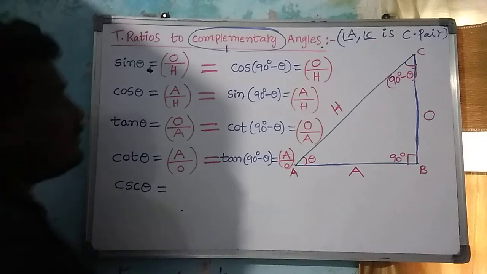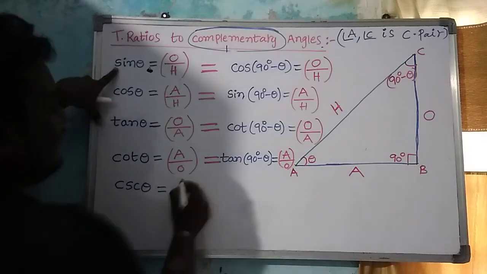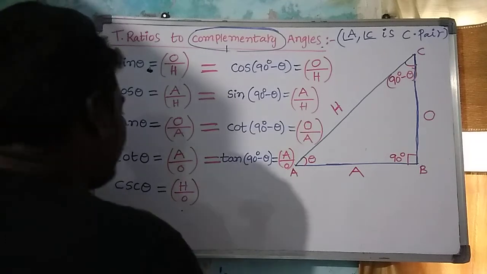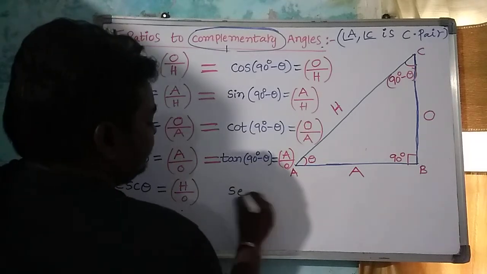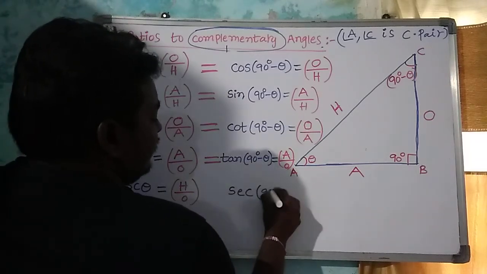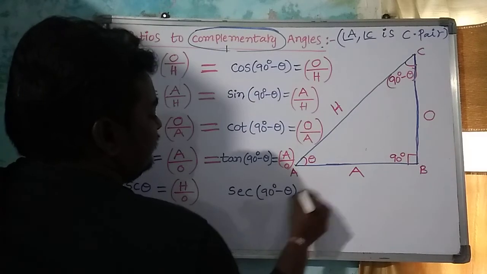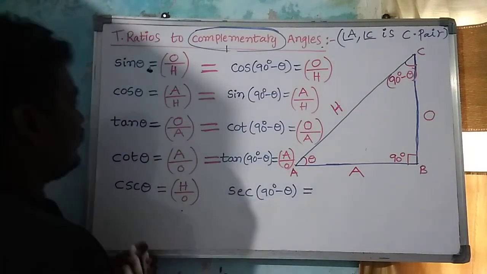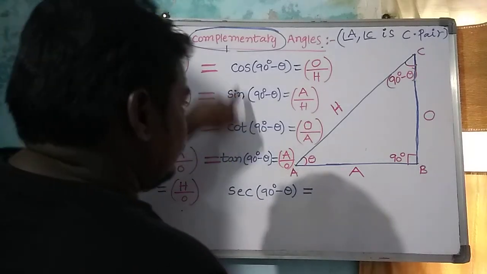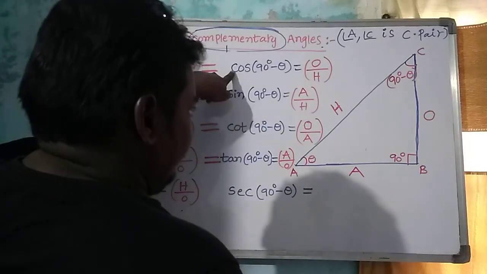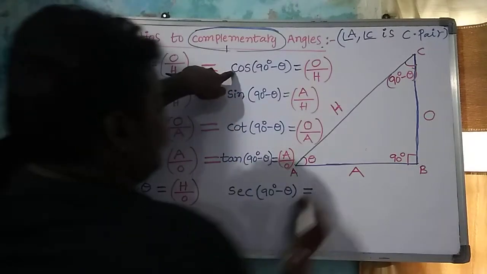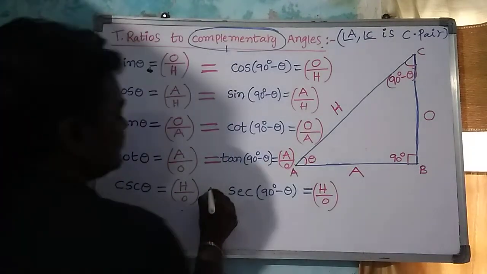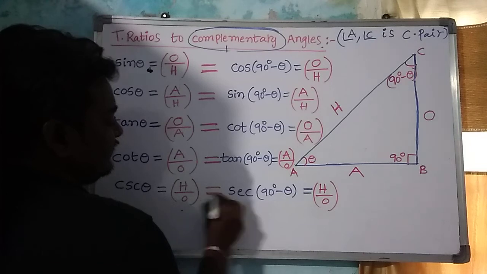Cosecant theta is the reciprocal of sin theta. I can say hypotenuse by opposite. What about secant 90 minus theta? Secant 90 minus theta is equal to the reciprocal of cos 90 minus theta. O by H reciprocal is H by O. Directly I can place an equal to symbol.